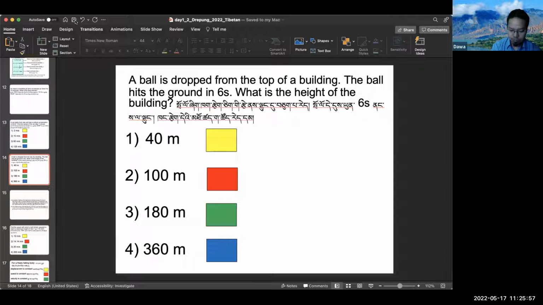Acceleration 9.8. Gravity, gravity 10. Yeah, take gravity to be 10.